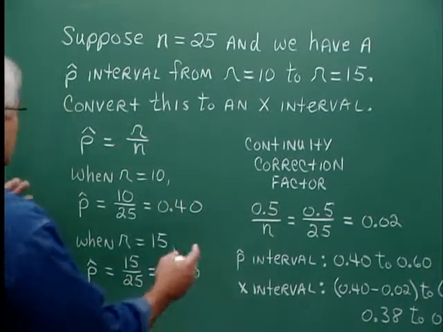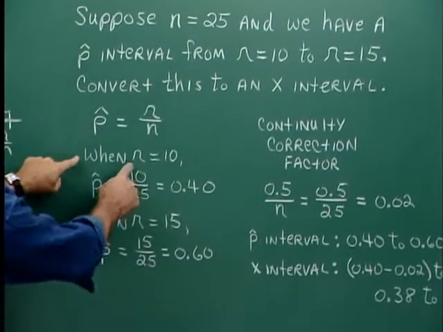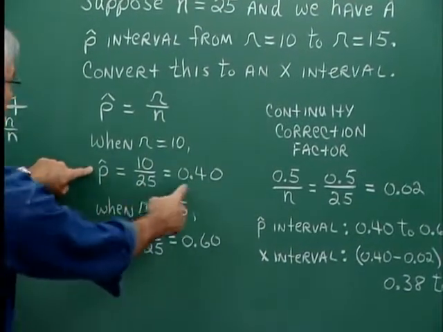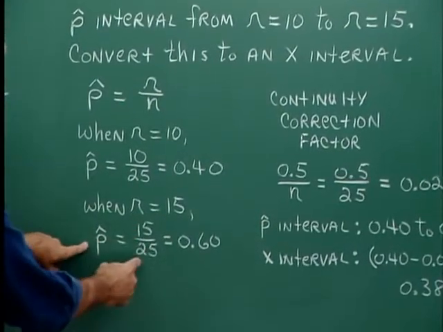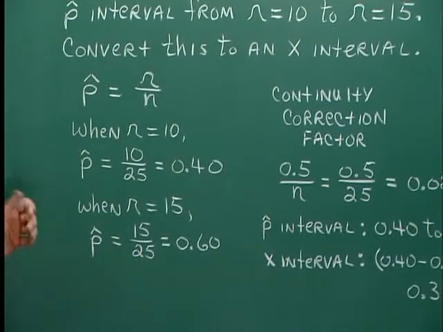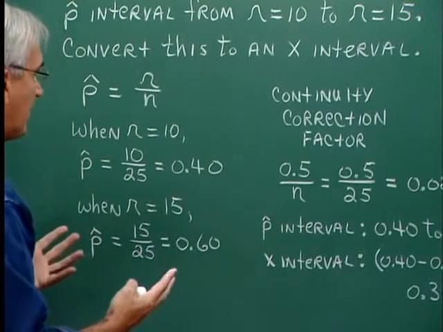Now, let's begin by thinking about p-hat, which is r over n. When r is 10, n is 25, so it'd be 10 over 25, or 0.40. When r is 15, p-hat is 15 over 25, or 0.60. Now we want to think about our continuity correction factor.